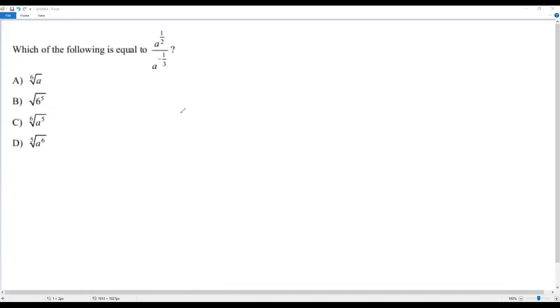Here we have a SAT math problem. Okay, let's go to the question. Which of the following is equal to a to the power of 1 over 2 divided by a to the power of negative 1 over 3?